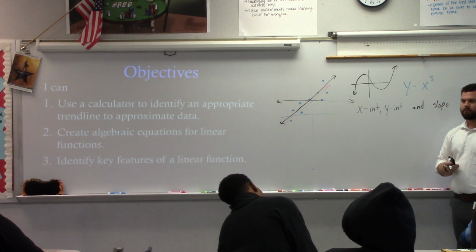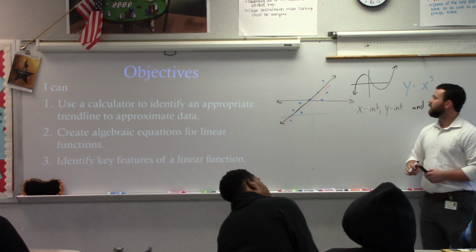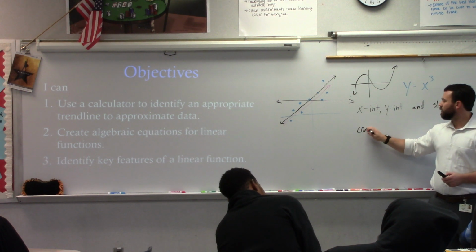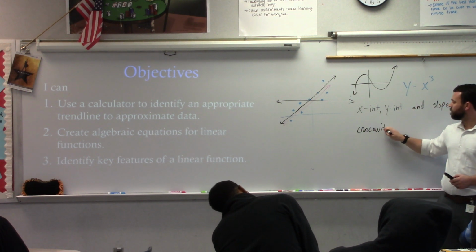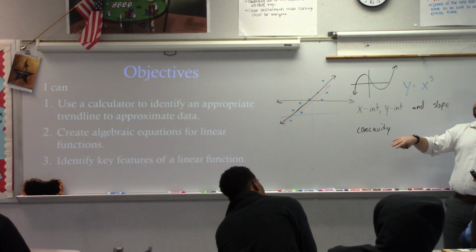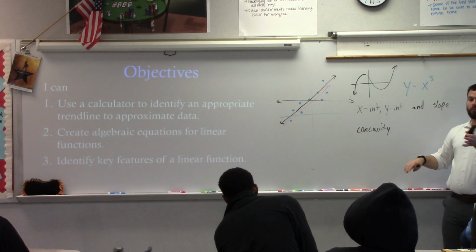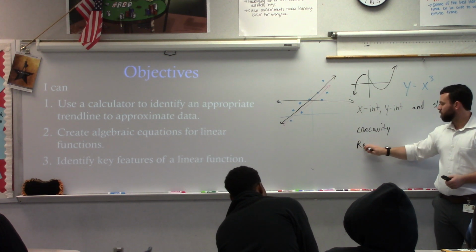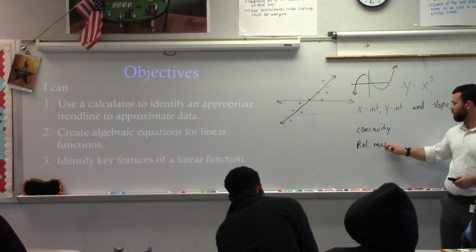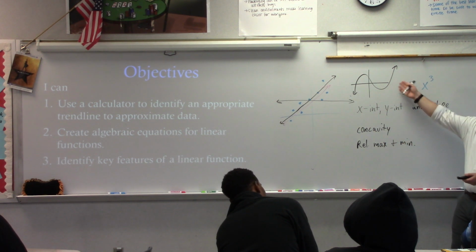The roots. Okay, that would fall under x-intercepts. Okay, concavity would be a thing. Alright, so concavity. What else? Now in this, we can't have a vertex. What's the only type of function that has a vertex? Maximum, minimum, relative. A quadratic, right? But a relative what? Maximum and minimum, okay? What other features can we look at for a function like this?